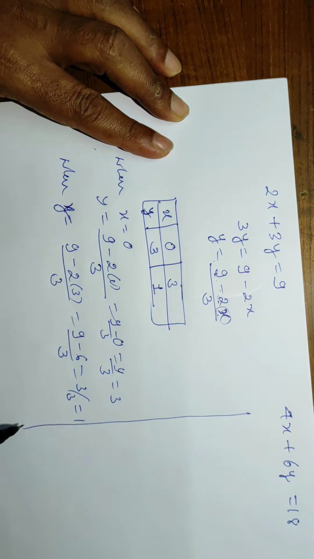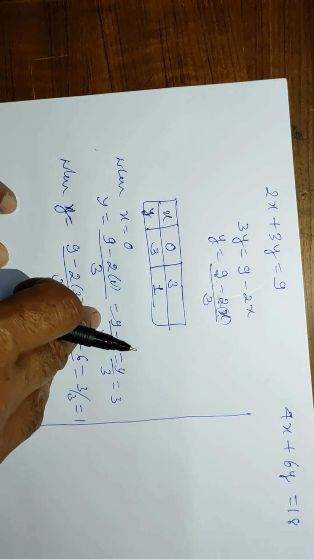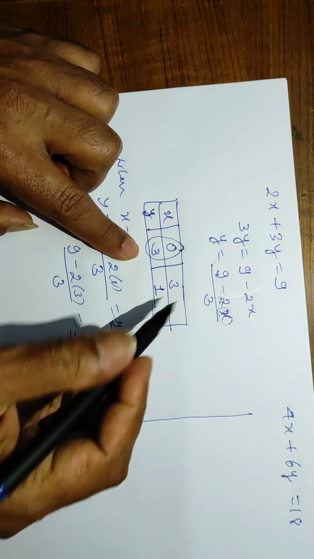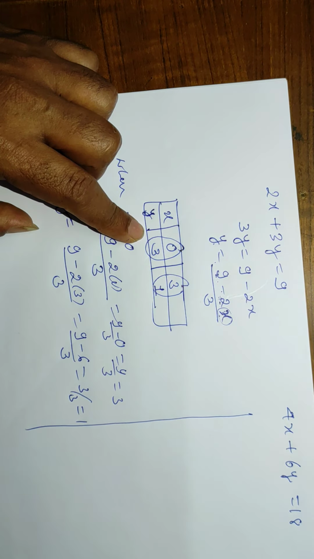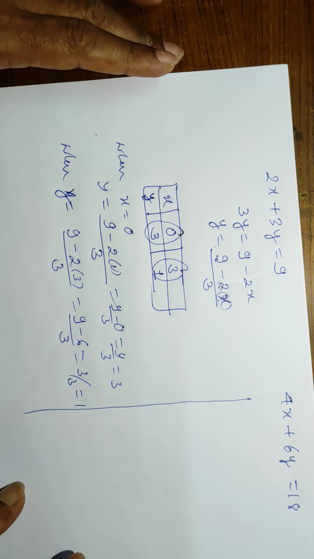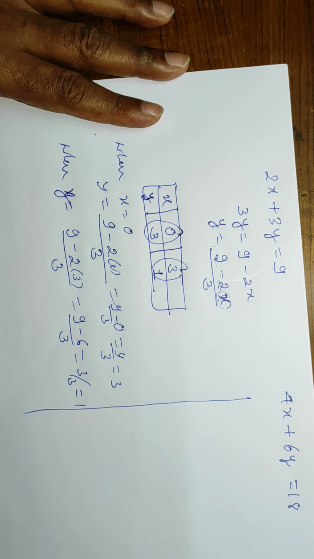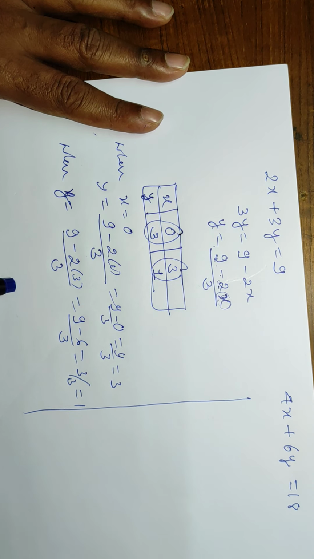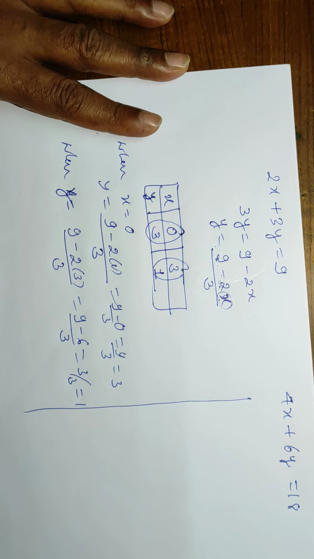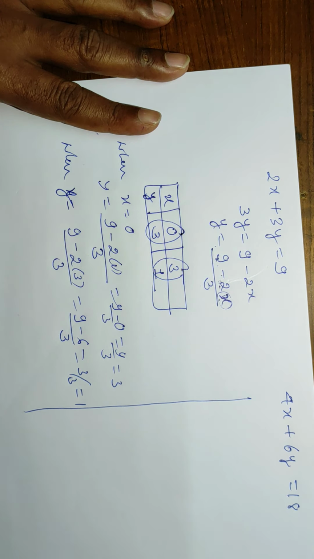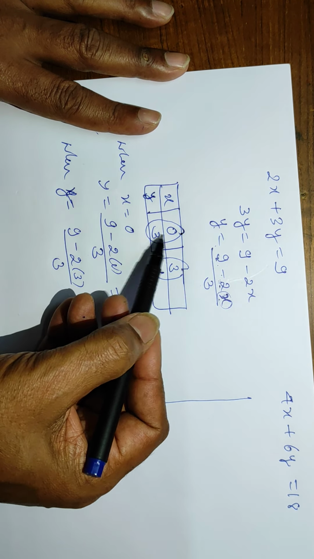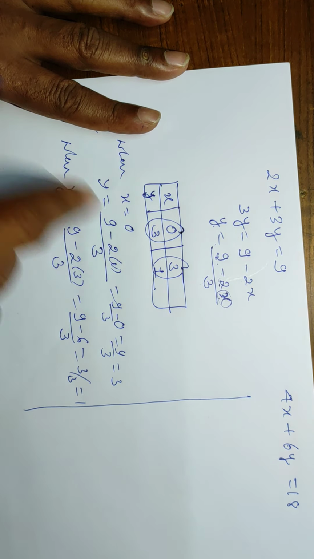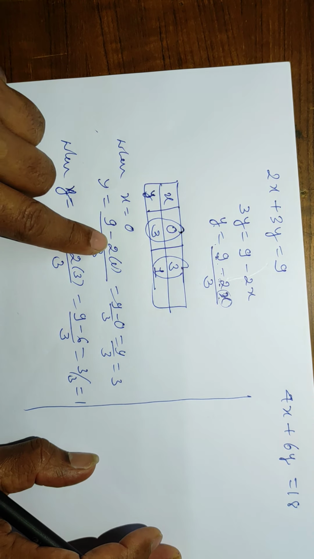So 2 points are enough to draw a graph because we know the x coordinate and y coordinate of 2 points. We know that the graph of a linear equation in 2 variables is a straight line. So how many points are enough to draw a straight line? 2 points are enough. We have found out both the coordinates of 2 points.